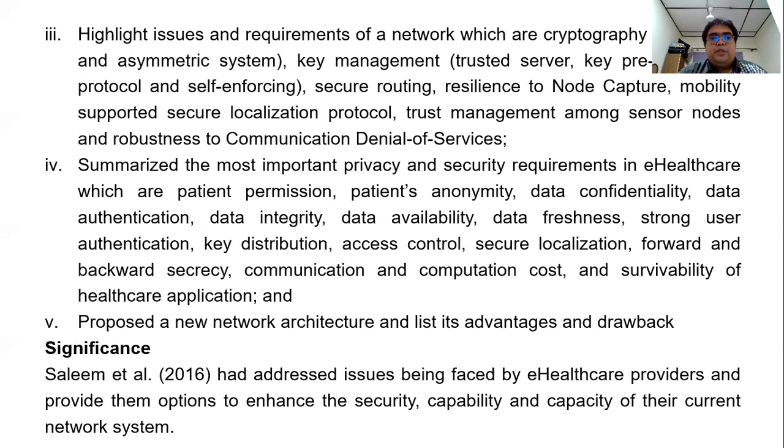They summarize the most important privacy and security requirements in e-healthcare, which are patient permission, patient anonymity, data confidentiality, data authentication, data integrity, data availability, data freshness, strong user authentication, key distribution, access control, secure localization, forward and backward secrecy, communication and computation costs, and survivability of healthcare application. And finally, they propose a new network architecture and list its advantages and drawbacks.